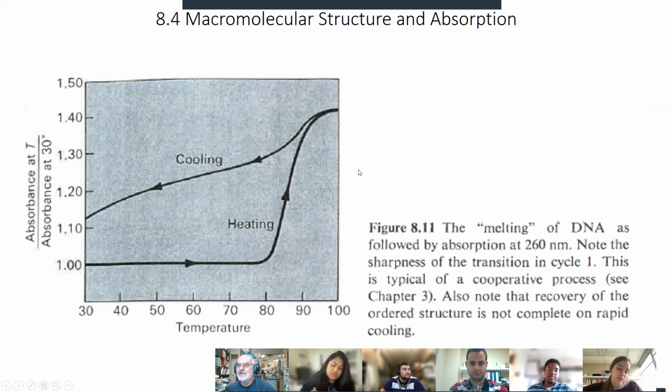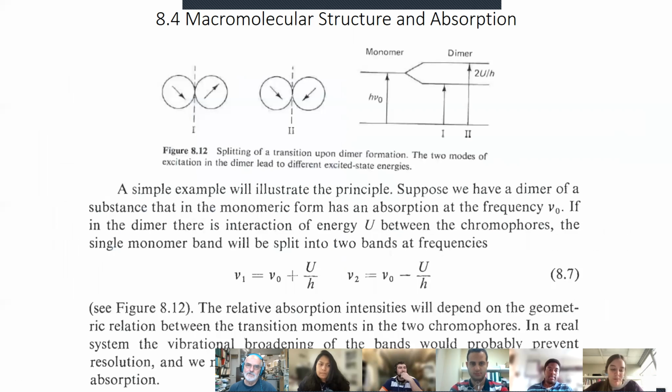But again, can you use absorbance to measure concentration with single-stranded, double-stranded DNA? This kind of data suggests that it's sort of difficult, okay? It's sort of difficult.